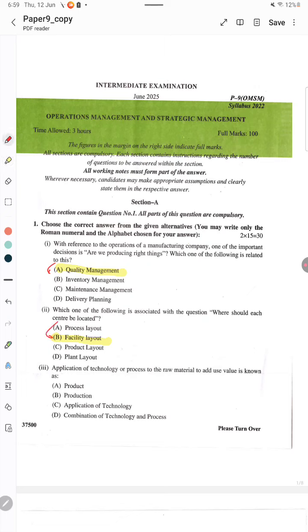And then question number 3. Application of technology or process to the materials to add value is known as what? Actually, it is the production process, in which the technology or process is applied to convert raw materials into finished goods. So production is the correct answer. B is the correct answer. Please make note of it. B is the production. That is the correct answer.